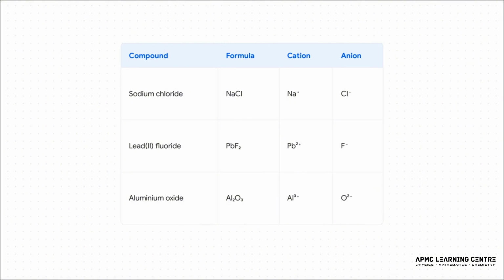And here are a few perfect examples. You've got sodium chloride, our good old table salt, which is made of a positive sodium ion and a negative chloride ion. But you see the same exact pattern with something like lead fluoride or even aluminum oxide. In every single one of these, you have just one type of positive ion, which we call the cation, and one type of negative ion, the anion.